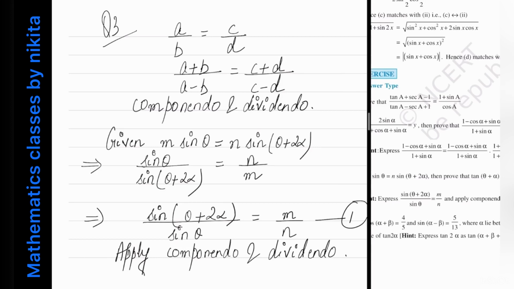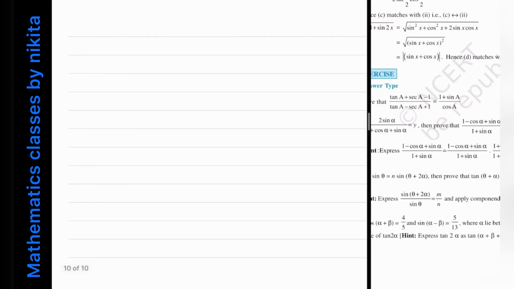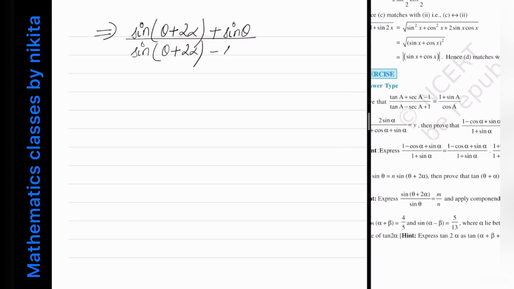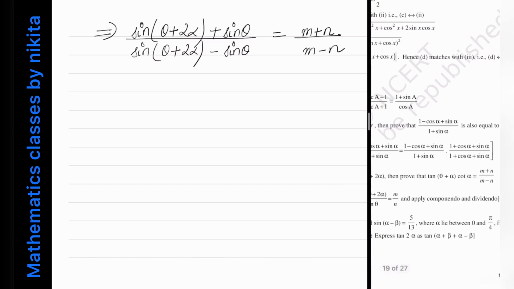So what you will get? You will get, this implies sine of theta plus 2 alpha plus sine theta divided by sine of theta plus 2 alpha minus sine theta is equal to m plus n divided by m minus n. Okay, now we have to simplify this further because we have to bring it in terms of tan and cot.